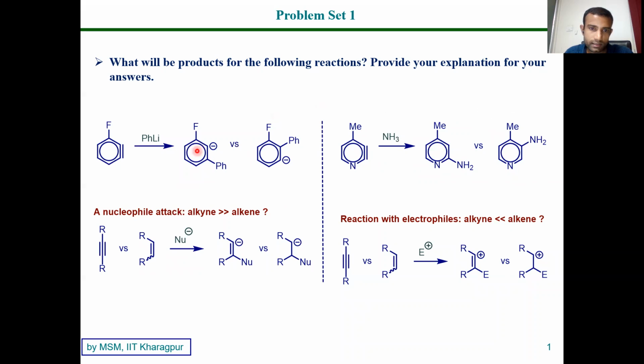Also, while discussing this, I'll be covering: if you consider reaction between alkyne and nucleophile, alkene and nucleophile, which one will undergo the faster reaction? Also, if you consider electrophilic attack on alkene or alkyne, which is more feasible?